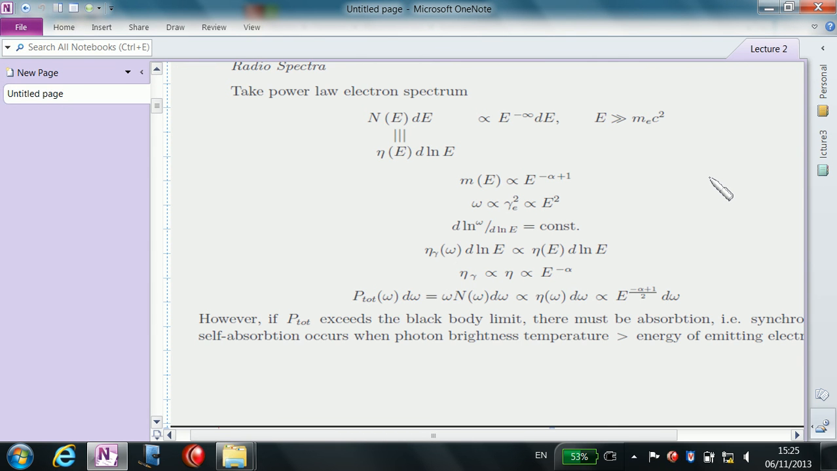Basically, the synchrotron radiation works the same way, and the average energy, or the average frequency of the photon that's emitted, is of order gamma squared times the cyclotron frequency. But it's the formal cyclotron frequency.